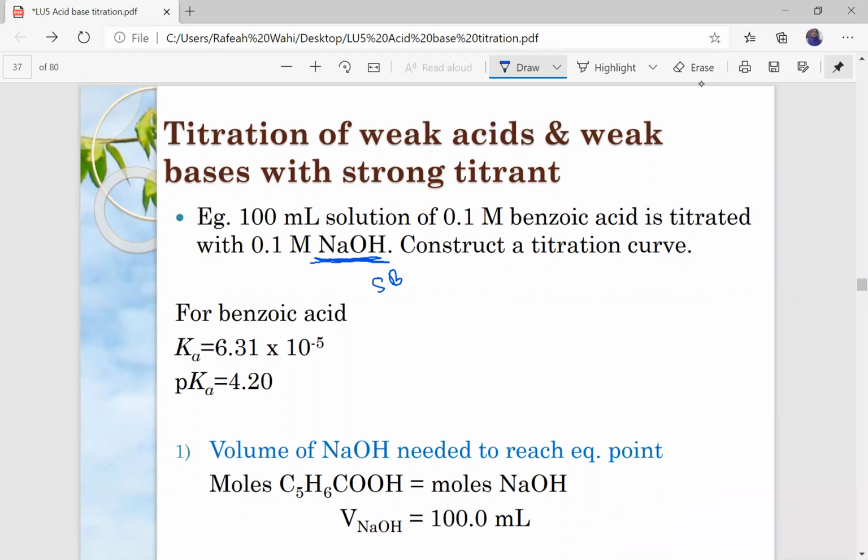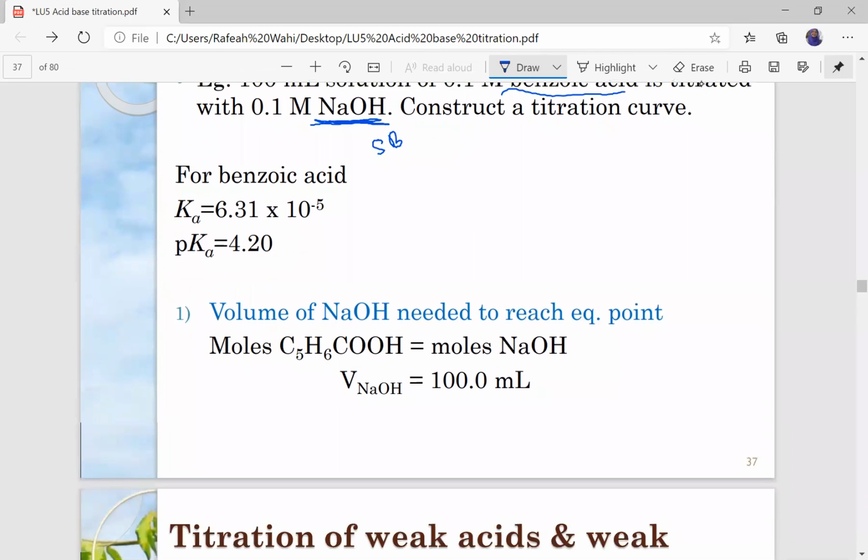NaOH is a strong base, and benzoic acid is a weak acid. So you need to use the formula for case number 2, which is titration between weak acid and strong base. Okay, so take a look at the formula you have.